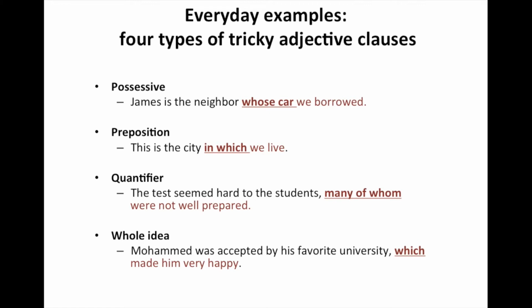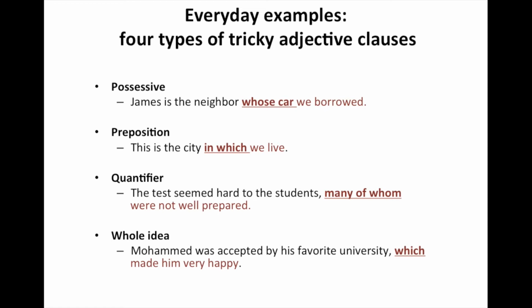Here are some everyday examples of the 4 types of clauses we'll look at. The first is possessive. For example, James is the neighbor whose car we borrowed. Next is an adjective clause with a preposition. This is the city in which we live. The third one uses an expression of quantity along with the relative pronoun. The test seemed hard to the students, many of whom were not well prepared.